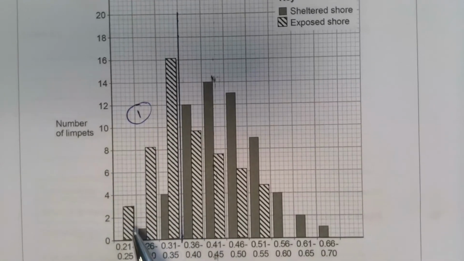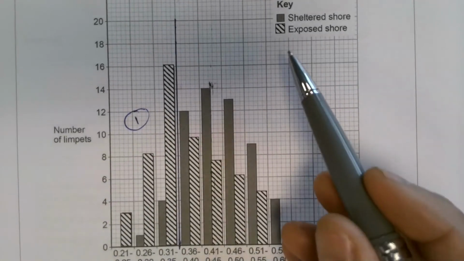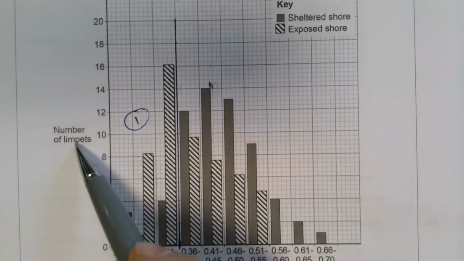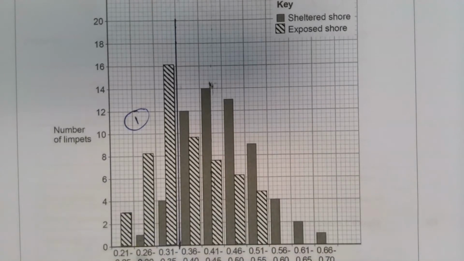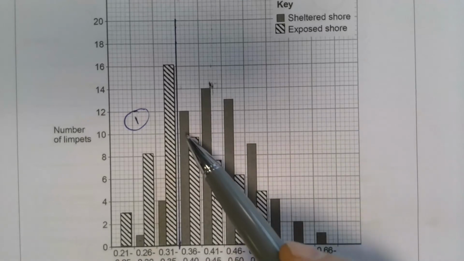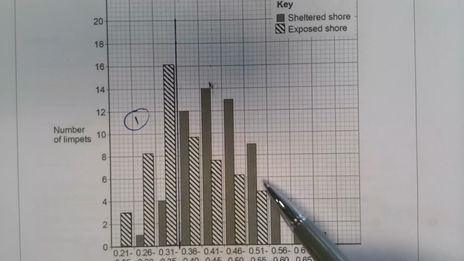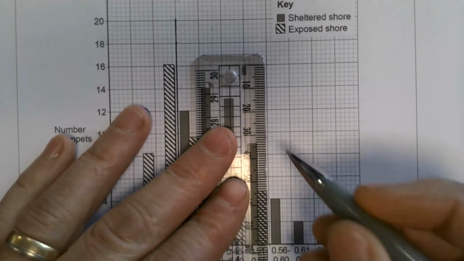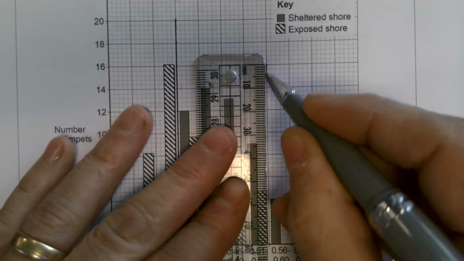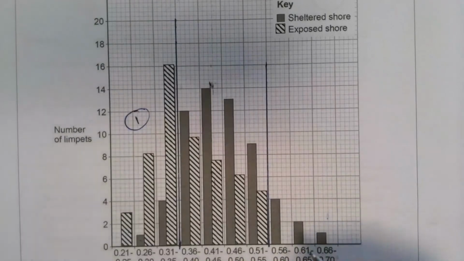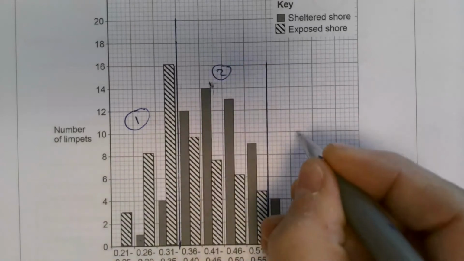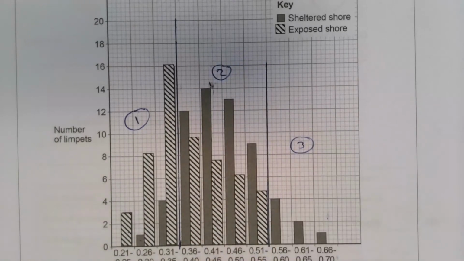Because here, the stripy bar, which is exposed shore, there are more limpets on the exposed shore than the sheltered shore. Then it swaps, so I've got more on the sheltered shore: grey bar's taller, grey bar's taller, grey bar's taller. That's interesting, so I'm going to split this bit here. There are no values here at all for the exposed shore. So I'm going to split that off there because that's something else I can talk about. I'm looking, remember, for 3 different regions. So that's going to be my second, and that's going to be my third.